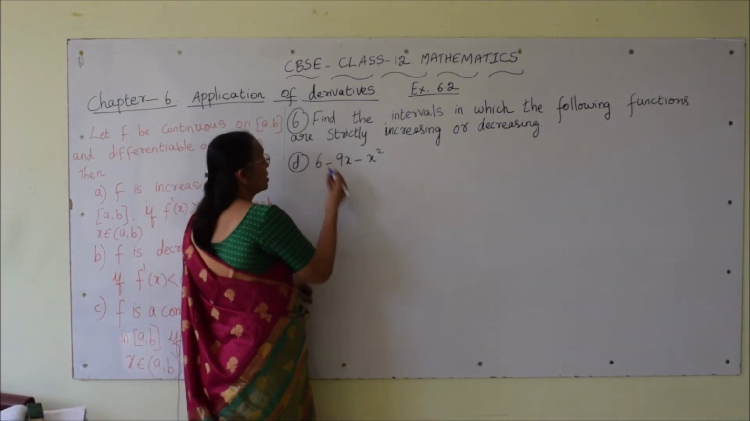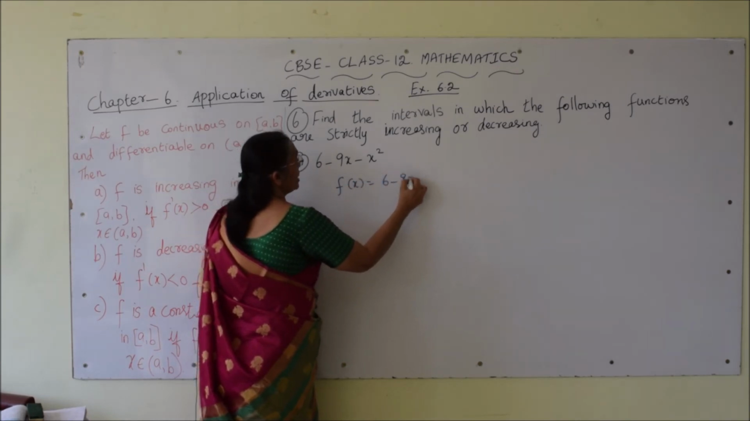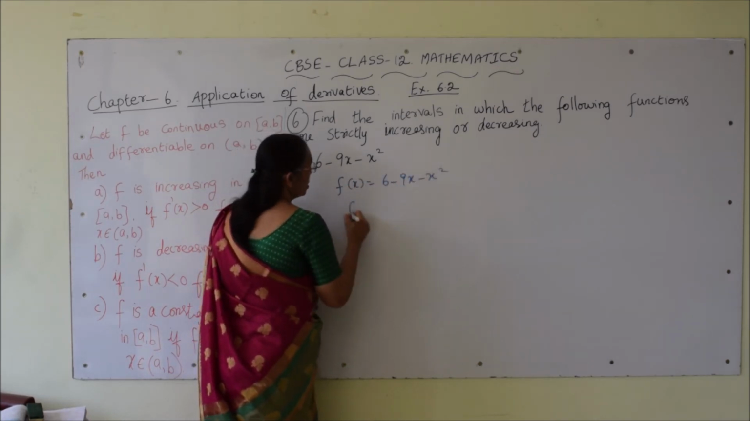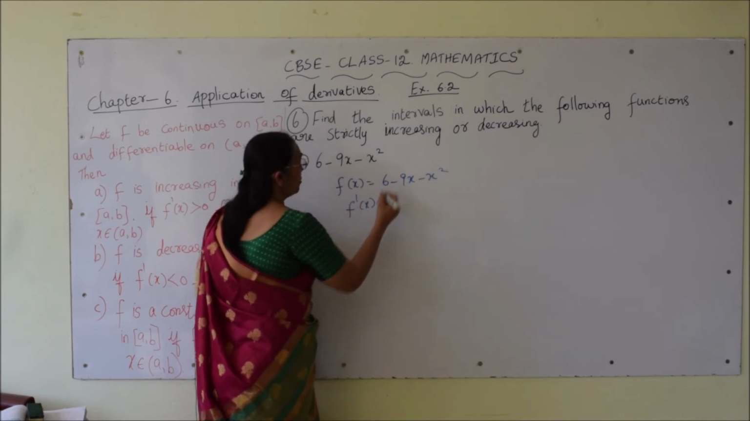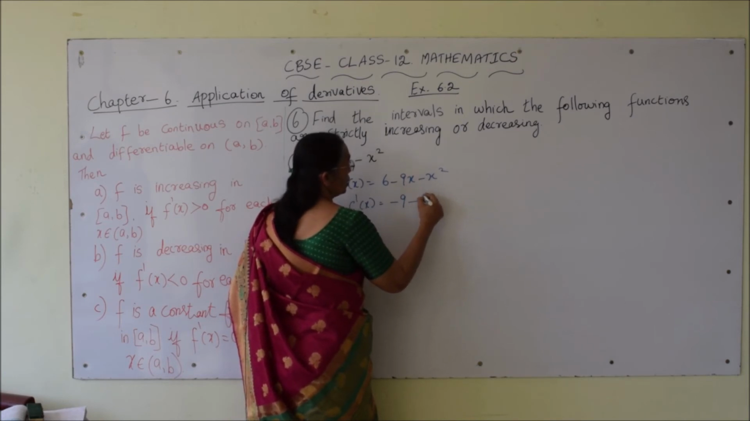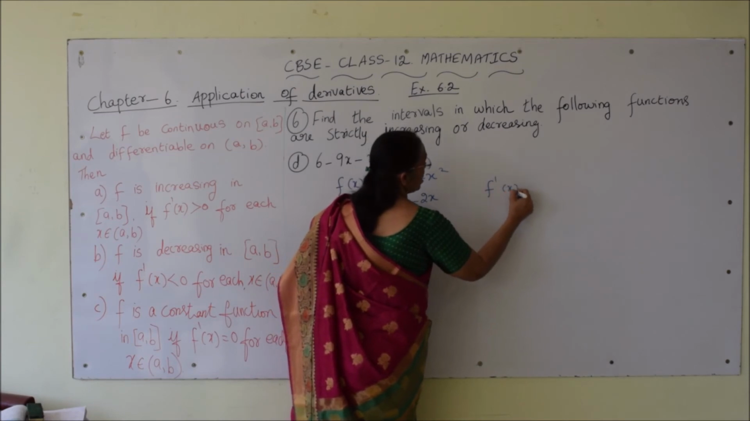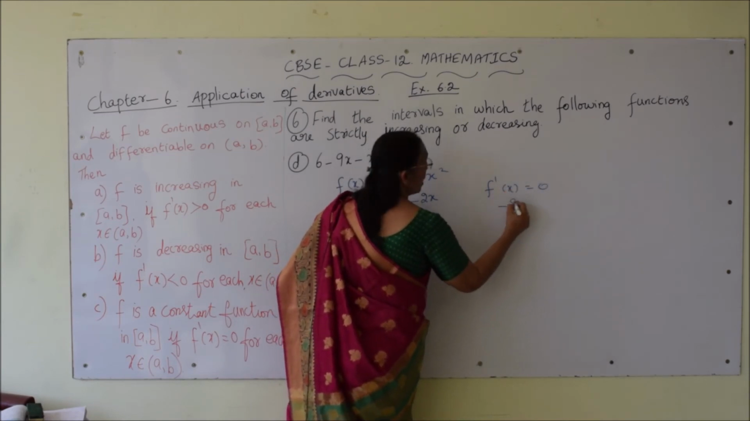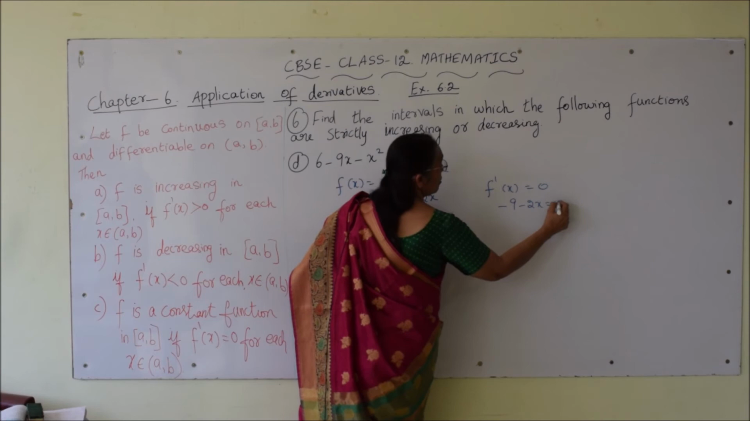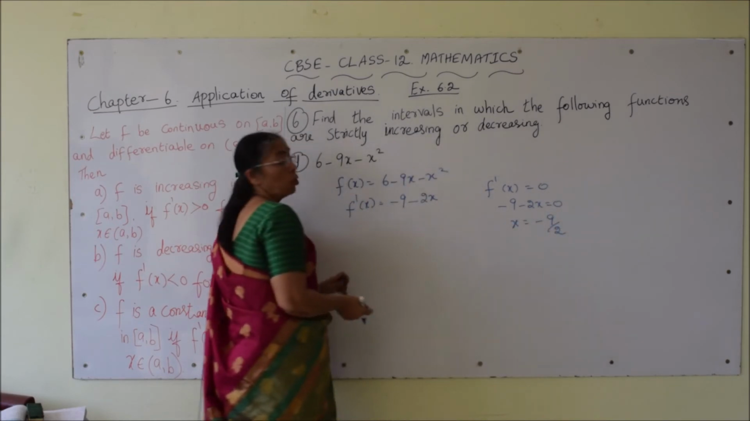Problem number D, 6th D bit. F of x is given as 6 minus 9x minus x square. So, our f dash of x is, differentiation of 6 is 0, differentiation of minus 9x is minus 9, differentiation of x square is 2x. So, now our turning point, f dash of x equating to 0: minus 9 minus 2x is equal to 0, implies x is equal to negative 9 over 2.